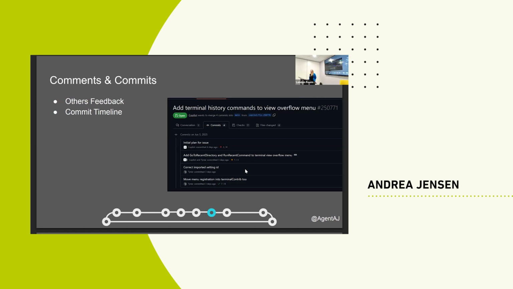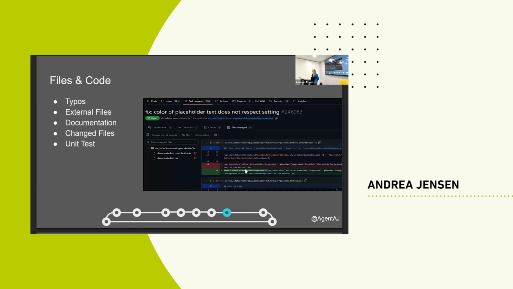And the last section I'm going to check are the files and the code. So when you go into a pull request and you have the files changed here, you will see in detail what was changed in the source code. So you see the added lines, the lines which have changed and the lines which have been deleted.